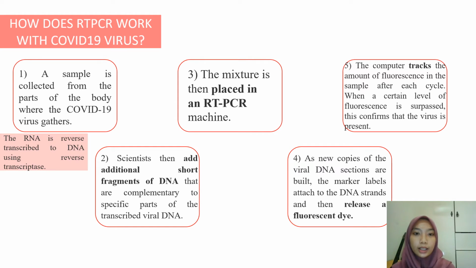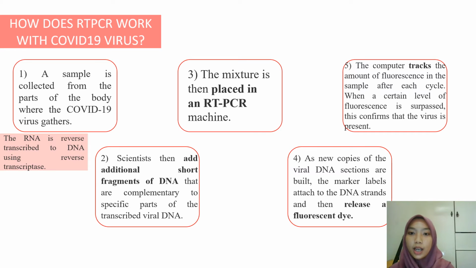The second step is scientists then add additional short fragments of DNA that are complementary to specific parts of the transcribed viral DNA. When a virus is present in the sample, then these fragments will attach themselves to the target section of viral DNA. The third step is the mixture is then placed in an RT-PCR machine. The mixture will go through cycles in different temperatures to create new identical copies of target sections of viral DNA. The cycle will be repeated over and over again to continue copying the target section of viral DNA, and each cycle will double the previous number.